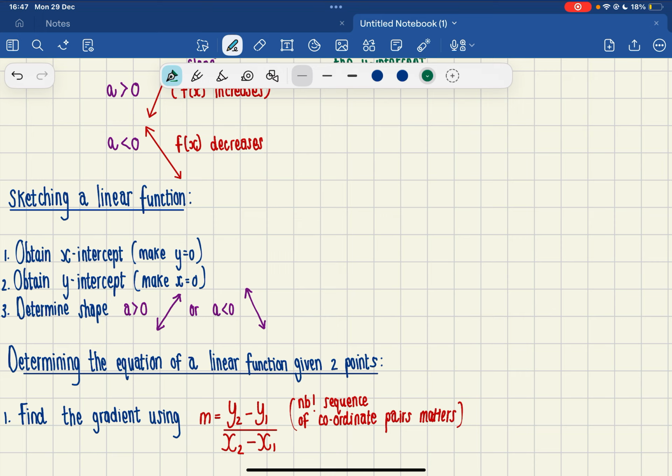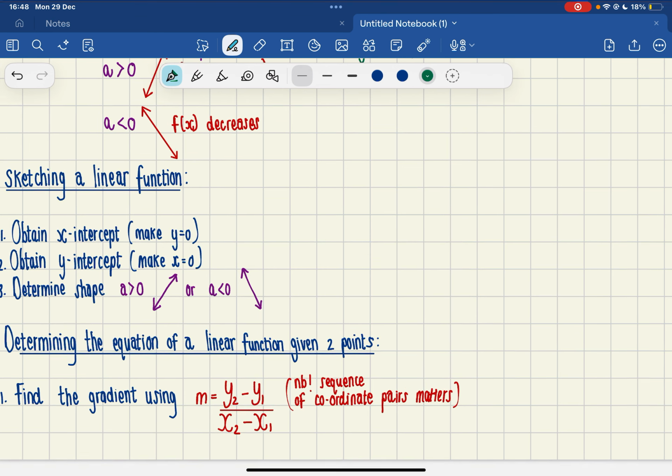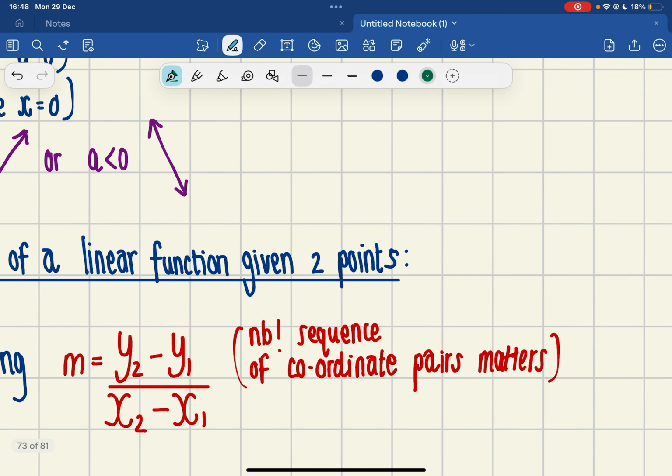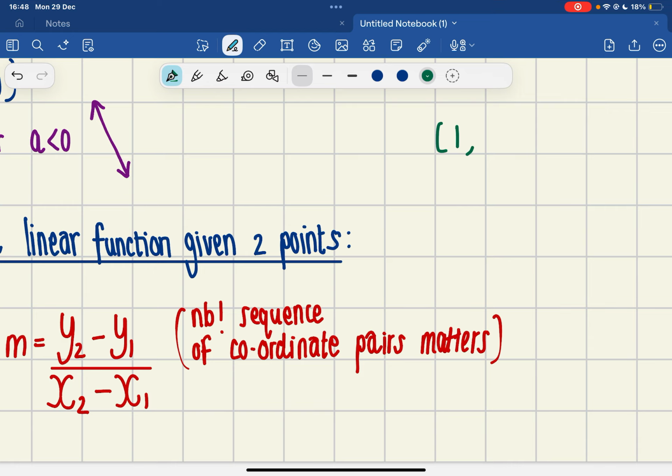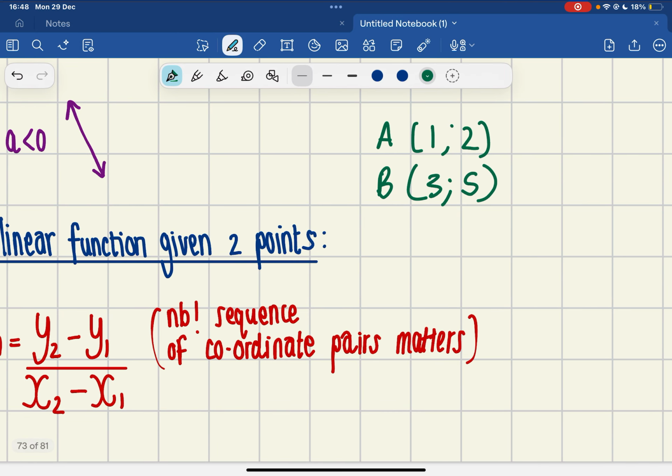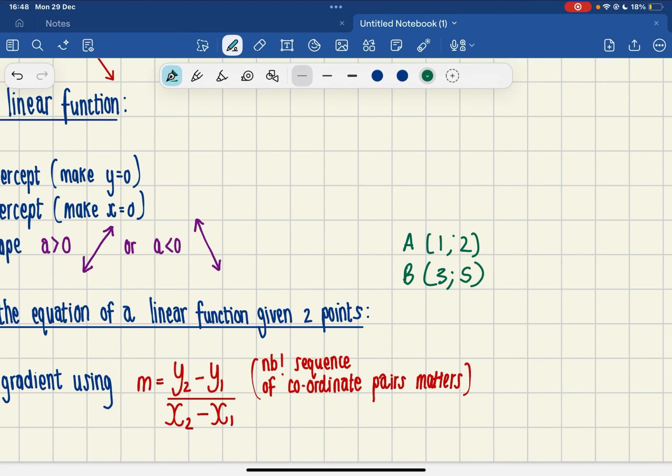Step 1. You'd find the gradient of that graph using m is equal to y2 minus y1 over x2 minus x1. Now, boys and girls, it is quite essential for you to remember that the sequence of the coordinates matters. For example, let's say we have a point 1, 2, and let's say this is point A and point B is, let's say, 3, 5. It is quite important for me to put them in the proper sequence, right? So let's say I'm calculating the gradient of this graph.